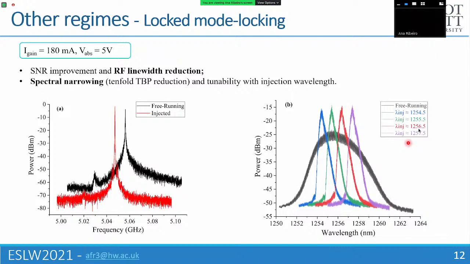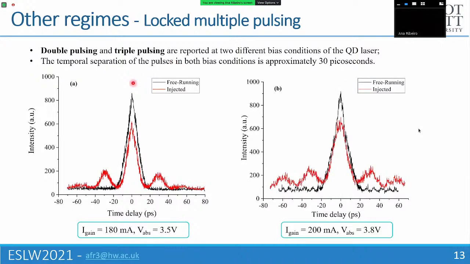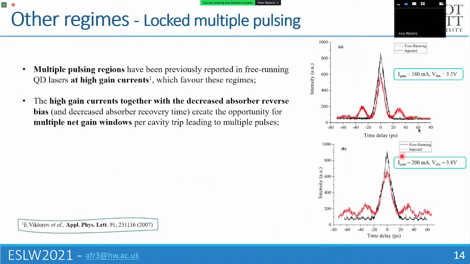Going further to different values of the reverse bias, much lower values actually, you see how we were also able to find different locked regimes, a locked multiple pulsing. In fact, we saw both double pulsing and triple pulsing at two different bias conditions with pulse separations of approximately 30 picoseconds. But multiple pulsing has already been reported in free-running quantum dot lasers, usually at higher gain currents.